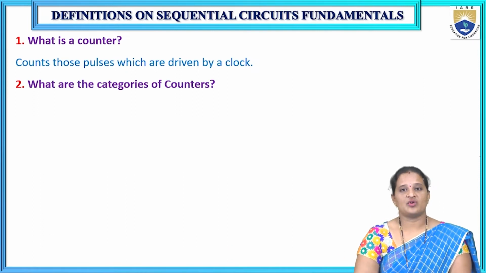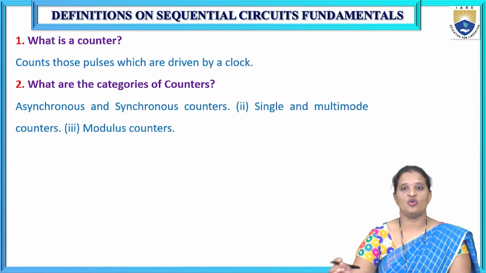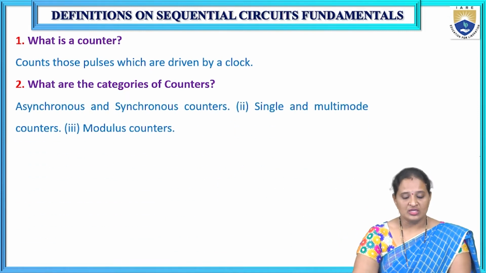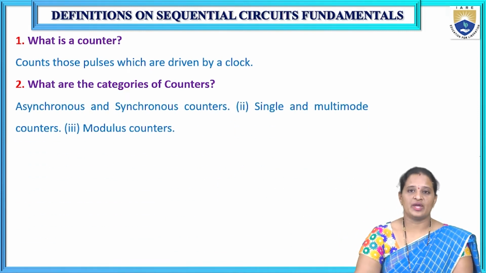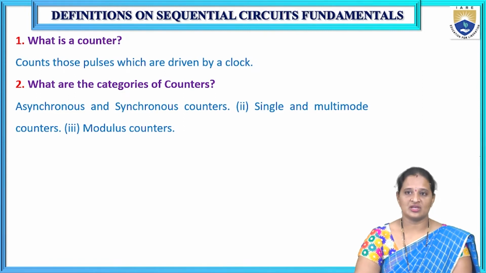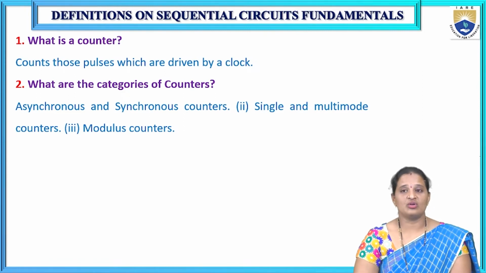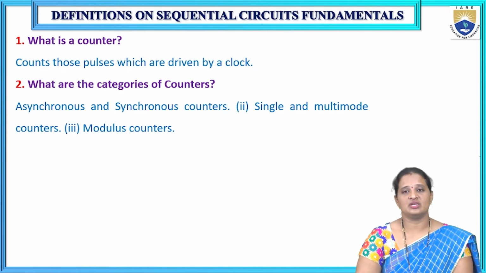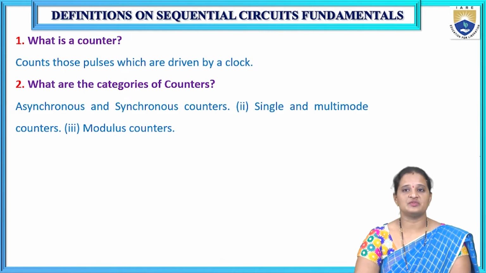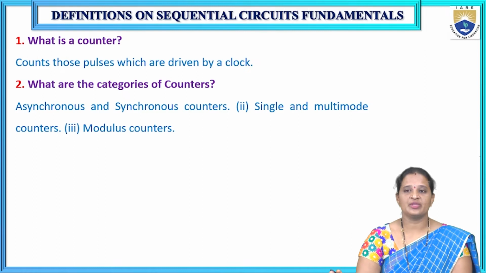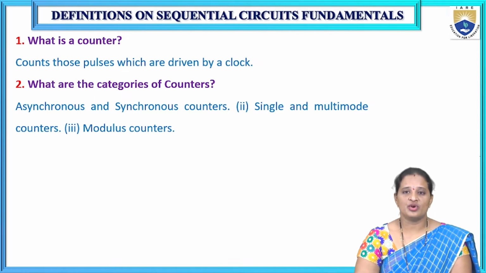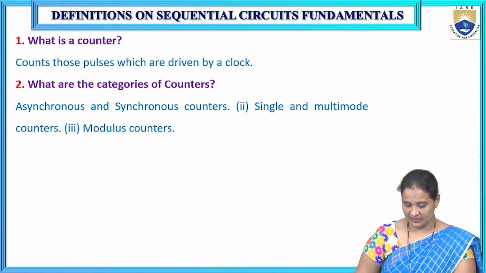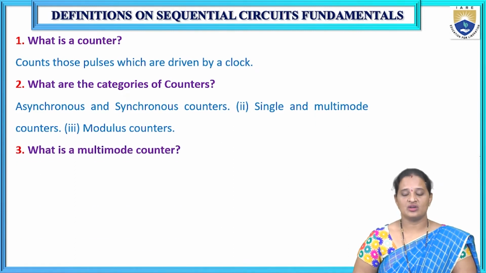What are the categories of counters? How many types of counters do we have? Basically counters are of two types, that is synchronous and asynchronous counters, and they are also said to be single and multi-mode counters and modulus counters. These are the various types of counters. First category is synchronous and asynchronous counters, then single and multi-mode counters, and the third category is modulus counters.